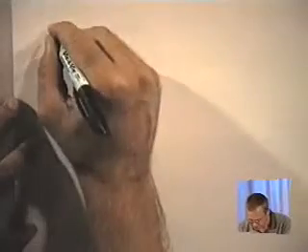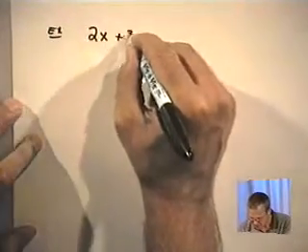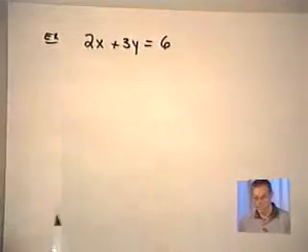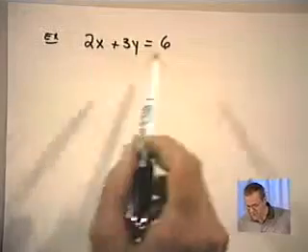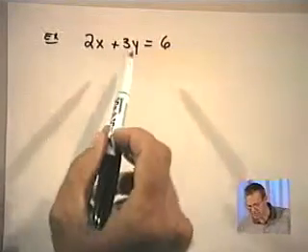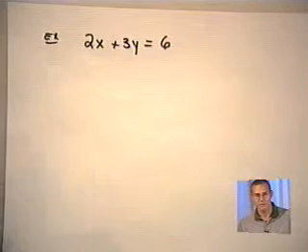How about 2x plus 3y equals 6. Notice this equation is a linear equation. It's in standard form. My a is 2, my b is 3, and my c is 6. What we want to do is graph this equation.